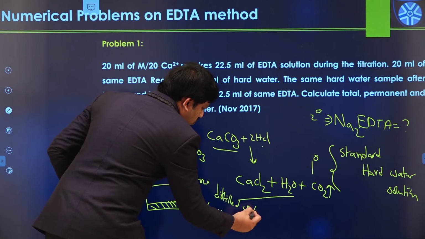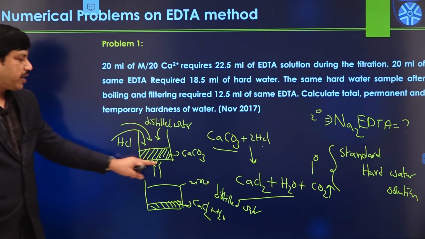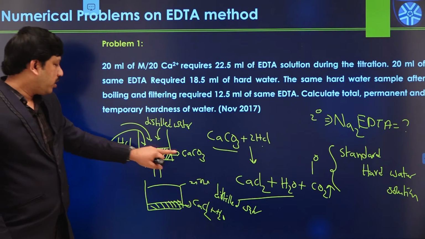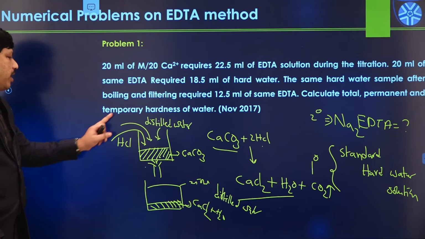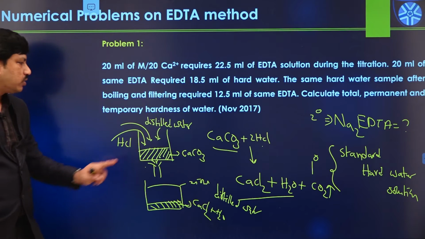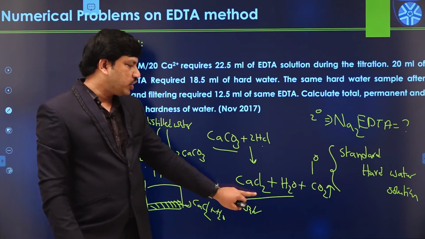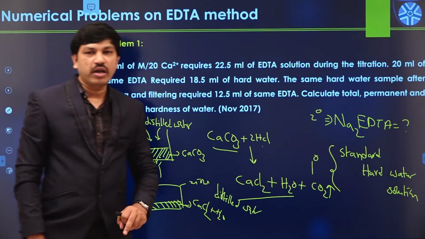Distilled water. So what we have to do? First, take a certain amount of calcium carbonate into one of the beakers like this, add distilled water, and then add dilute HCl also. So then what will happen? The calcium carbonate actually converts into calcium chloride like this, and there is evolution of carbon dioxide.